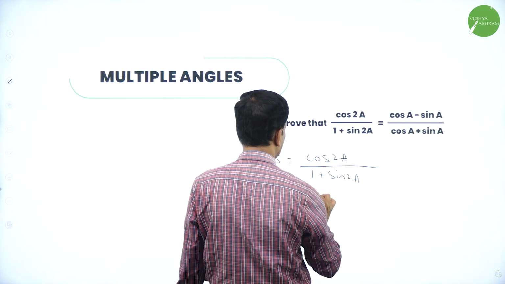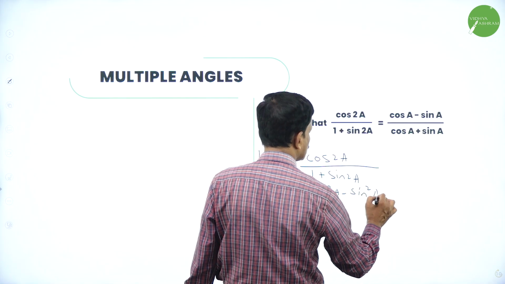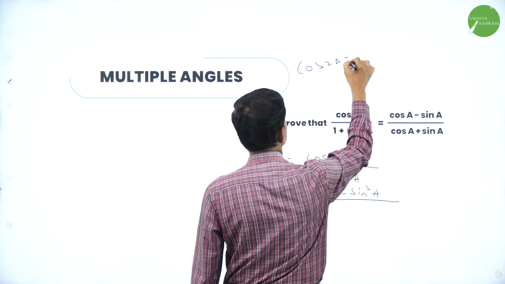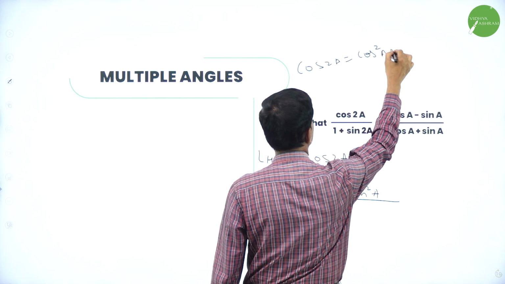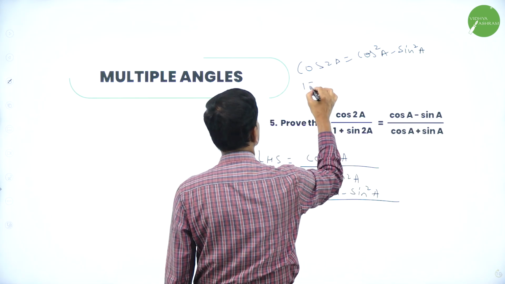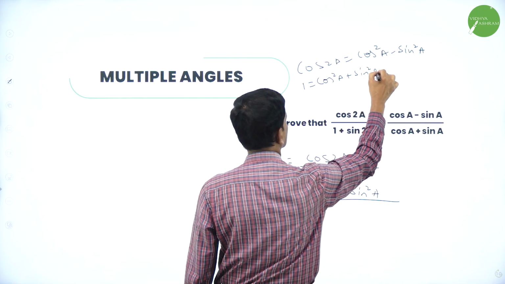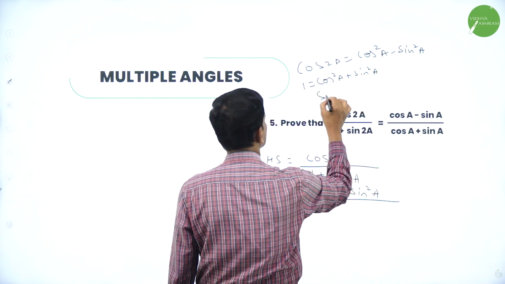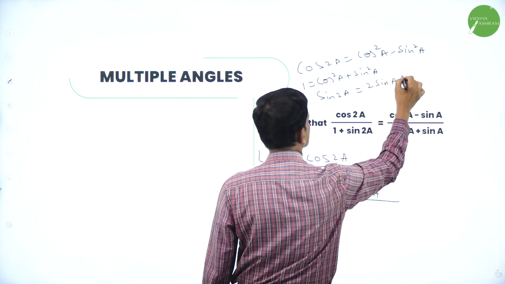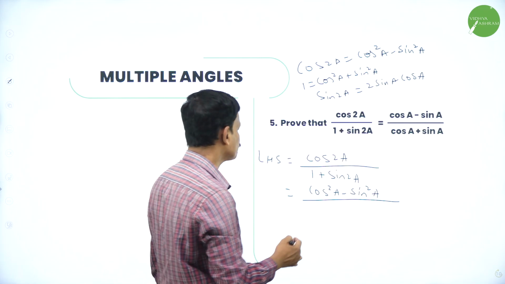Now we have formula for cos 2a. Cos 2a is equal to cos square a minus sin square a. Again this 1 can be written as cos square a plus sin square a, which is 1. For sin 2a we have the formula 2 sin a into cos a. Now use these formulas and simplify, get the answer.